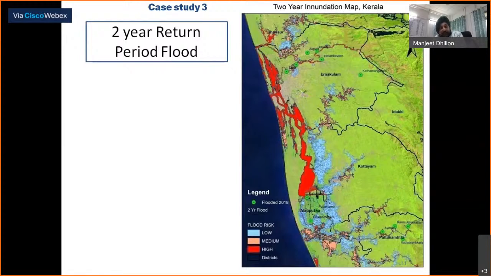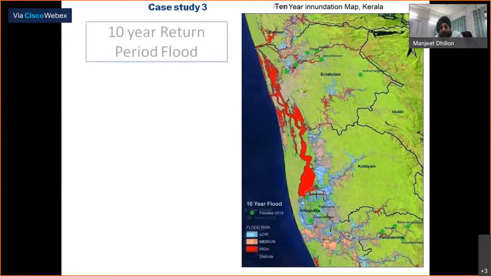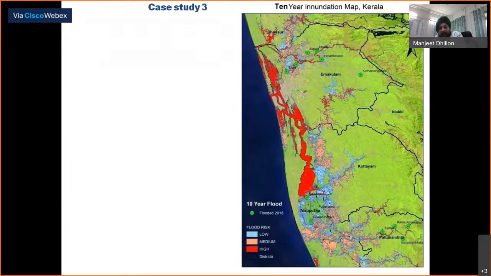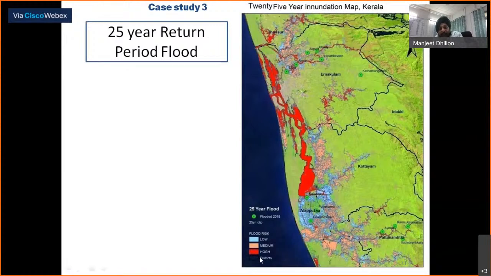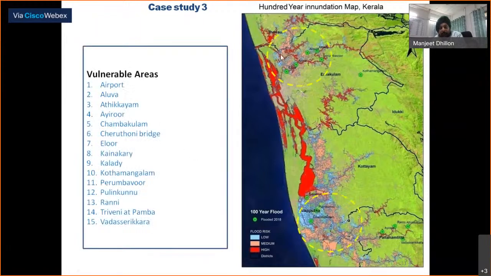And here you can see the 2 year return period, then what happens at the 5 year return period in Kerala, and the 10 year return period flood. You can see that it varies from high to low. This high risk area is the Periyar Lake actually. Then brown is increasing with time, up to the 50 year and even 400 year flood. This analysis of major vulnerable areas shows two areas are particularly vulnerable.